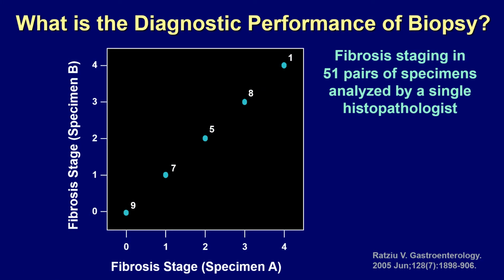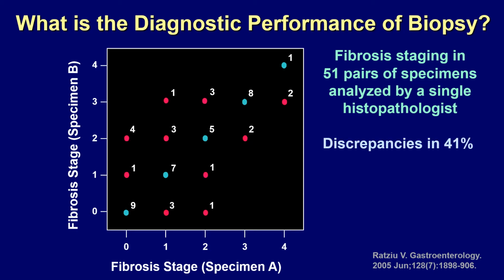We don't often discuss the diagnostic performance of biopsy, but it's far from perfect. In this study, 2 biopsy specimens were obtained from each of 51 patients. The specimens were then individually analyzed by a single pathologist in a blinded fashion. And in this graph here, we see all of the cases where both specimens from each patient were found to have the same stage of fibrosis. But in 41% of the specimen pairs, the staging was different in the 2 specimens.